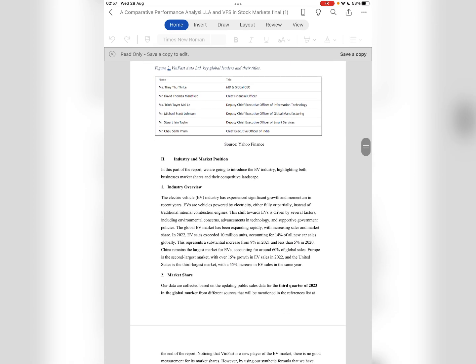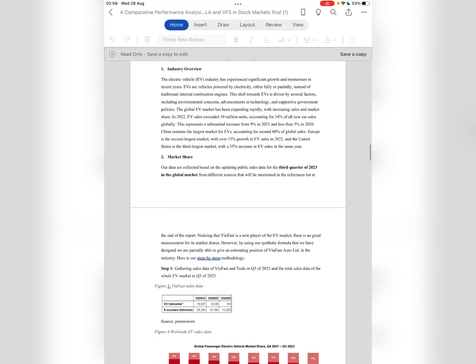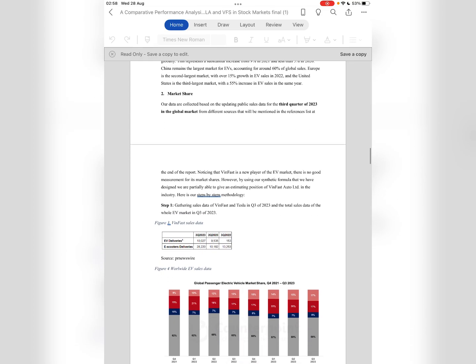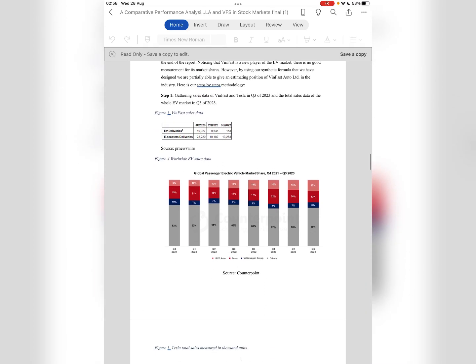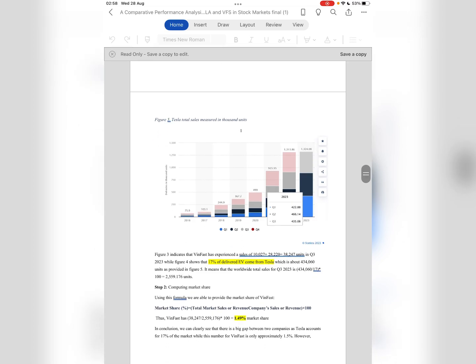On to the second part is the industry and market position. I quickly take a look at the industry overview. I decide what is the market share of each company in the industry by collecting data from different sources. For example, here, in order to find out the market share of VinFast company, I use a source called PR Newswire and Counterpoint. And for Tesla, I use Statista.